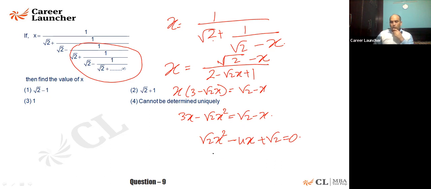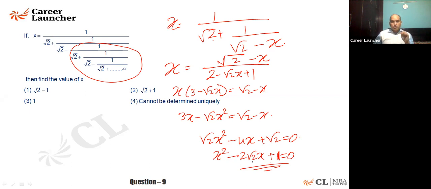I can cancel root 2 from here. I write x square minus 2 root 2x plus 1 is equal to 0. What is the value of x? Now listen here. Okay, very nice. I will try to convert it into a perfect square form, or the product of the roots is 1 and the sum is coming out to be 2 root 2, which is a slightly difficult type of number.